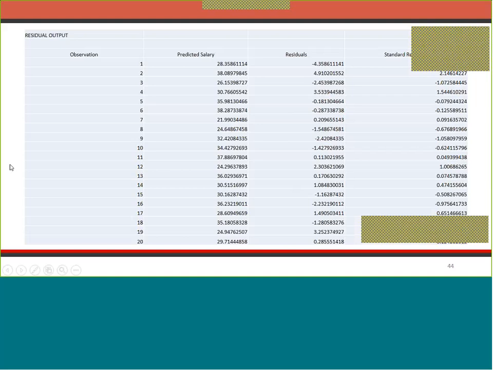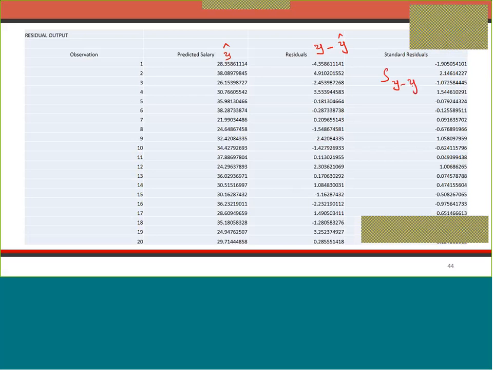If I use the same concept of calculating residuals, here we have 20 observations and the predicted salary. This is y crown and this is y minus y crown. These are difficult to calculate with a regular calculator. If you use Excel, you will have the data very clearly.